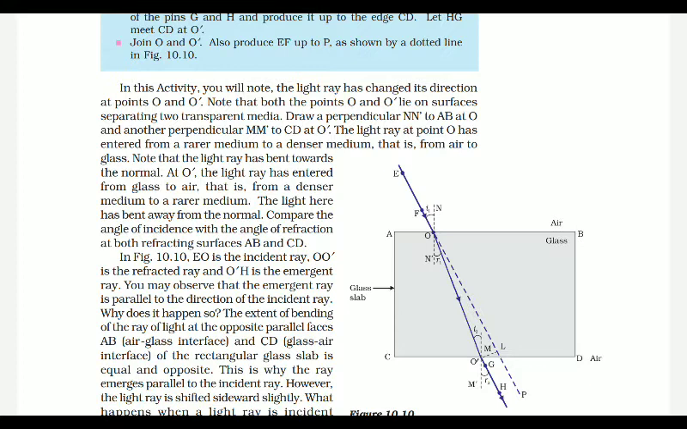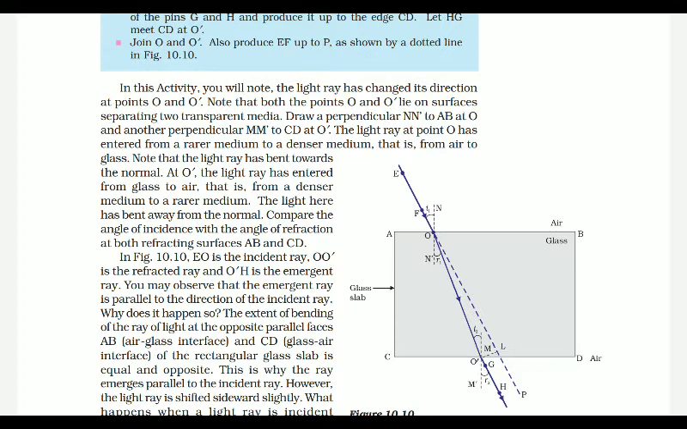Now note that the light ray has bent towards the normal at point O, and at O dash the light ray has entered from glass to air, that is, from a denser medium to a rarer medium. The light here has bent away from the normal. So compare the angle of incidence and the angle of refraction at both refracting surfaces AB and CD. In this figure 10.10, EO is the incident ray, OO dash is the refracted ray, and O dash H is the emergent ray.